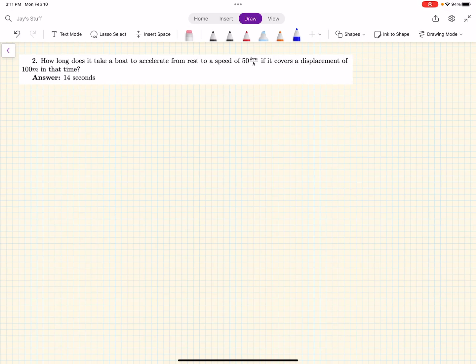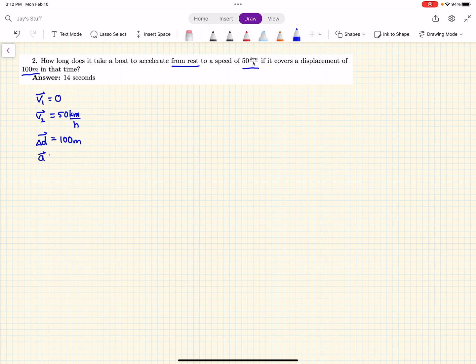So with any physics question, it's a good practice to start by writing down everything you're given in the question. So here, it says it accelerates from rest. So that tells us that the initial velocity is 0 to a speed of 50 kilometers per hour. So we know that that is the final speed in this situation. It covers a displacement of 100 meters. So that tells us that delta D equals 100 meters.